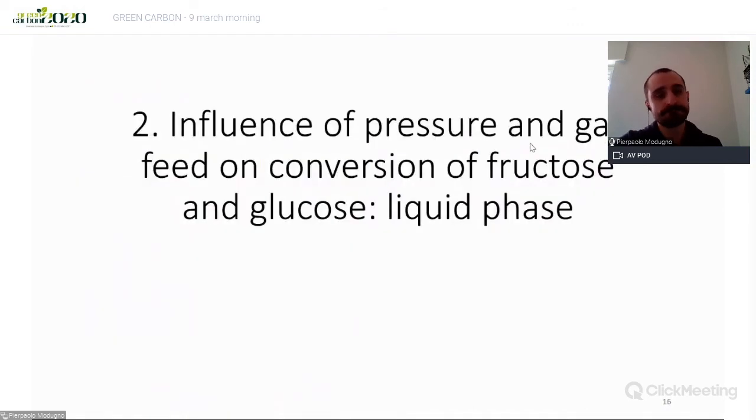at the expense of hydroxymethyl furfural. So the second part of my work focuses on the influence of pressure and feed gas on the conversion of fructose and glucose from the point of view of the liquid phase.